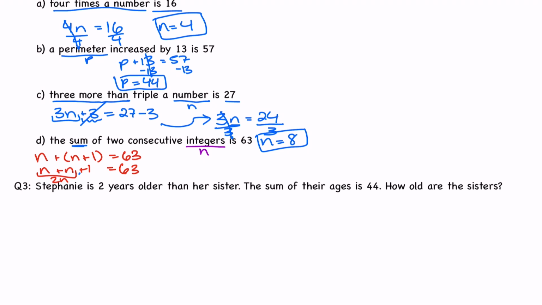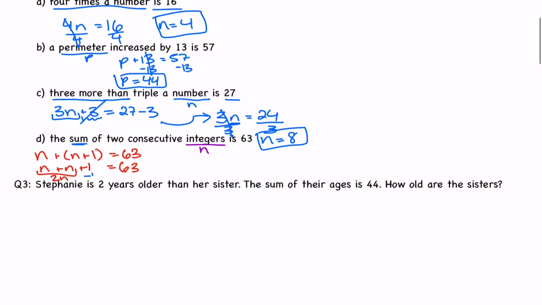To get rid of this 1, we need to subtract 1 from both sides. So if we subtract 1 from this side, it cancels. And if we subtract 1 from this side, it goes to 62. So we can rewrite that in the next line. 2n equals 62. And then to get n by itself, we need to divide by 2 on both sides. So over here, these are going to cancel, and we get n is equal to 31.